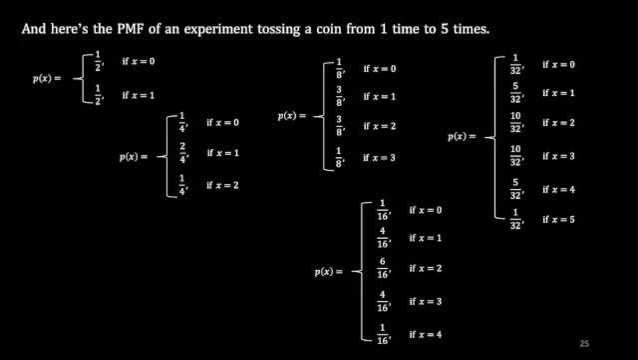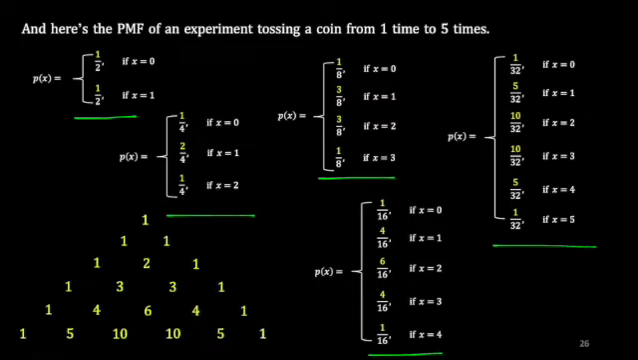Kung titignan naman natin yung numerator natin, kung mapapansin nyo, meron tayong 1, 1 para sa PMF na to. May 1, 2, 1, 1, 3, 3, 1, 1, 4, 6, 4, 1, at 1, 5, 10, 10, 5, 1. Kung mapapansin nyo yung pattern na yan ay yung ating Pascal's triangle kanina.